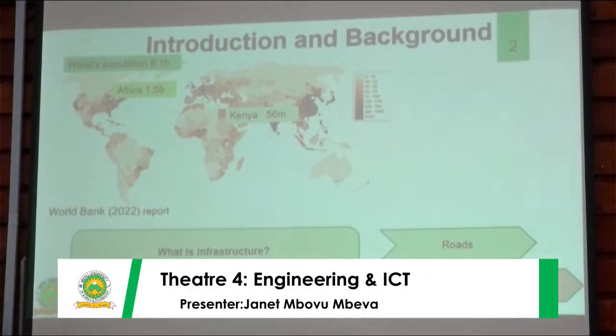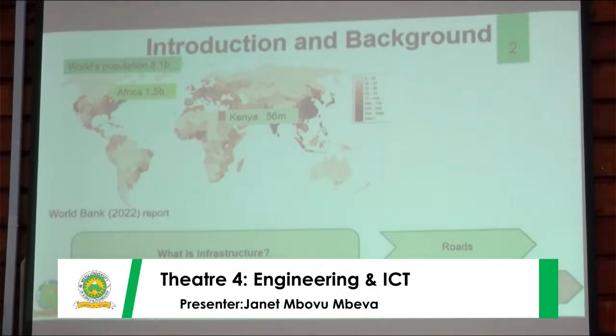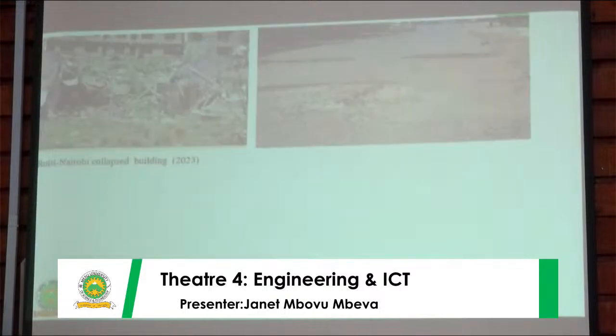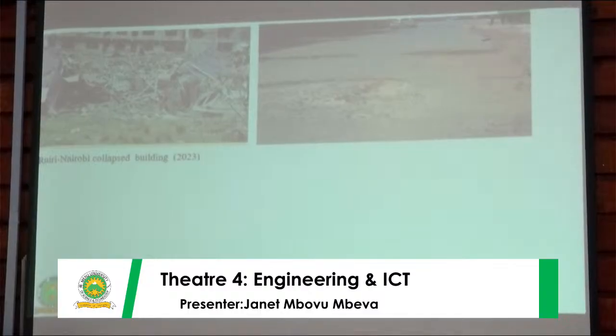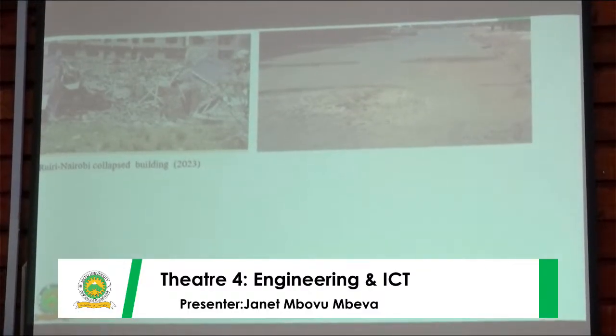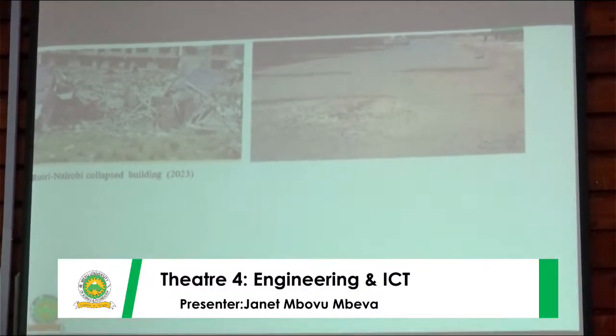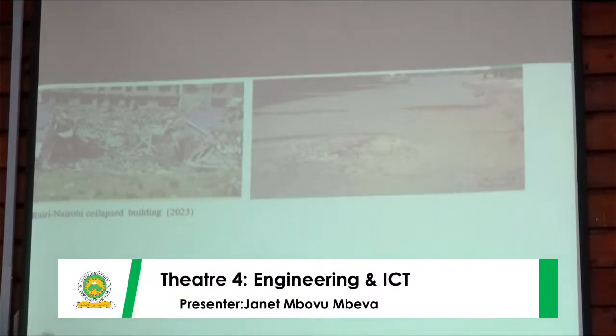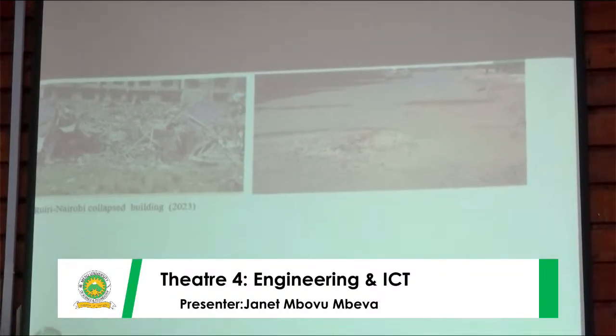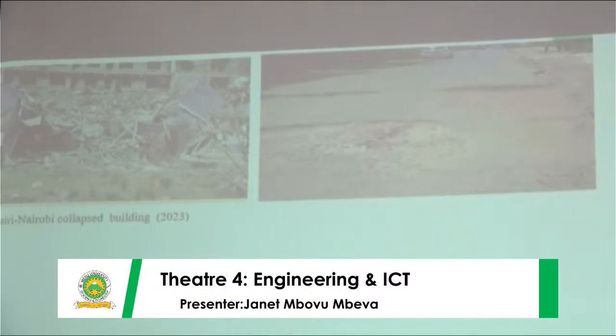My study is going to dwell on the infrastructures, specifically roads, bridges, and buildings. And regardless of having high demand on these infrastructures, we are still experiencing infrastructure damages. Like, for example, this image here shows a collapsed building and also a broken road. And we usually incur a lot of expenses to repair such collapses of buildings.